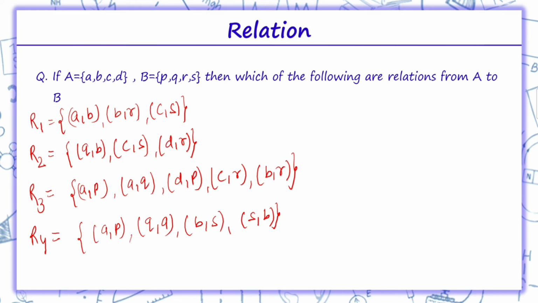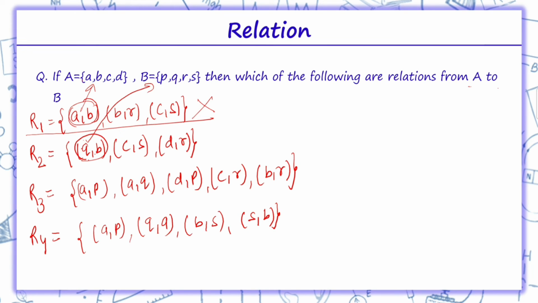It is subset of A cross B, that is the Cartesian product of A and B. So if we look on to this first option, here the two elements are of the set A only, so this is not relation because this first element should belong to A but second element should belong to B. Now in R2 also we can see Q belongs to set B, so it is not a relation of A to B. If they would have said B to A, then this would have been its relation, but since it is QB, so it is also not a relation.